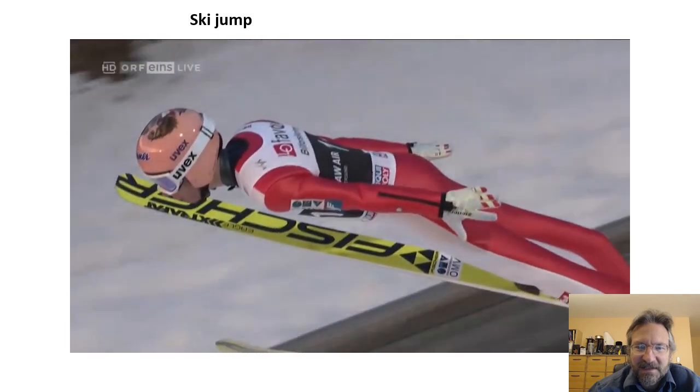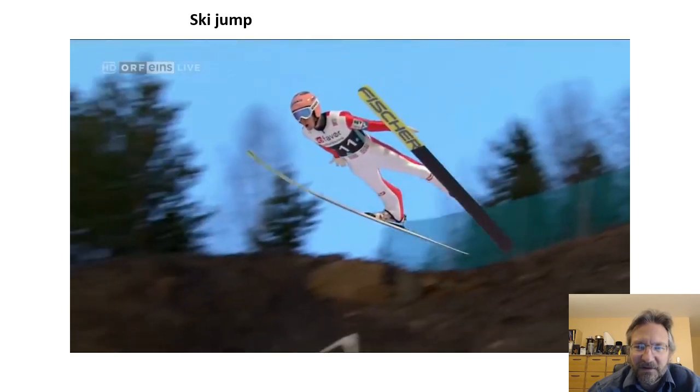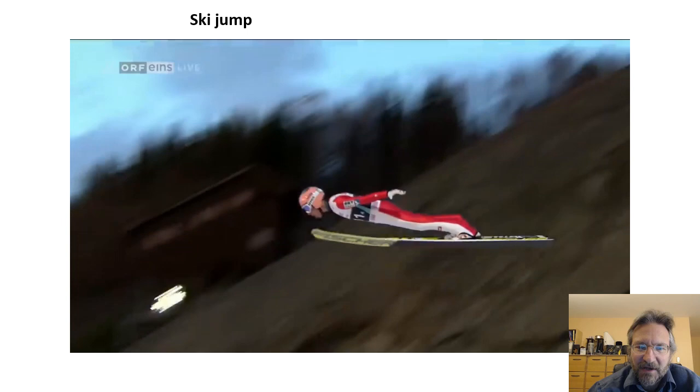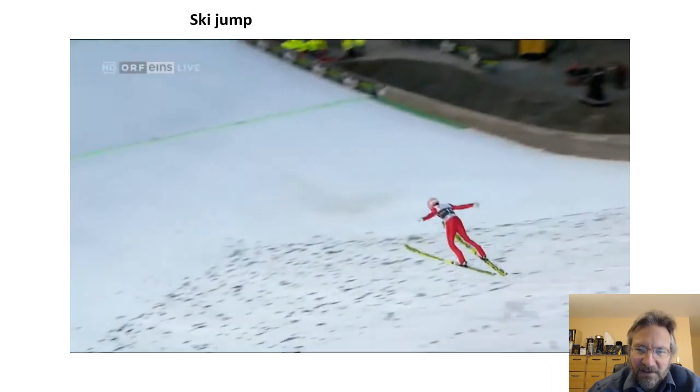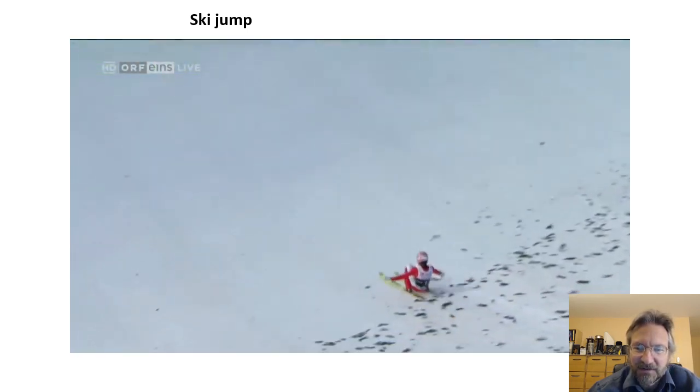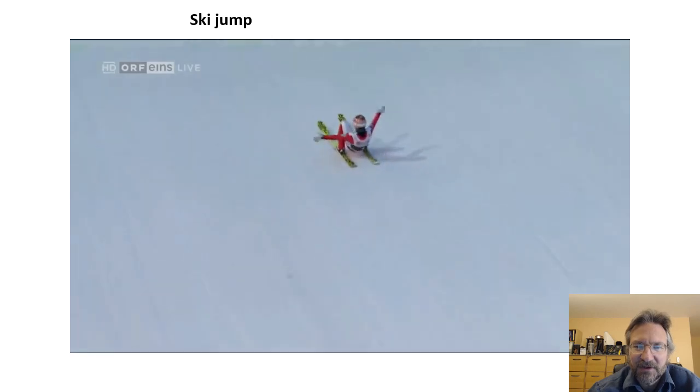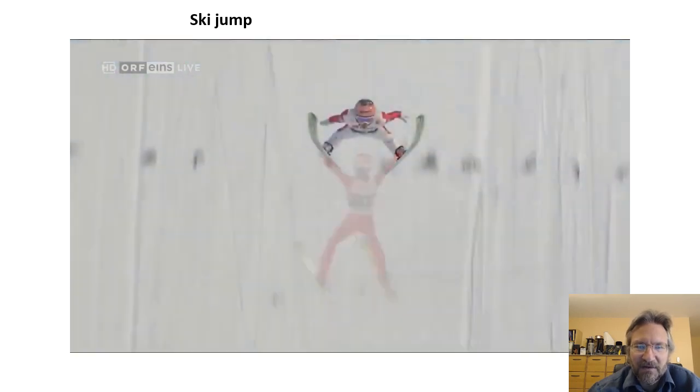Okay, and let's have a look at the structure. So you see that there's this V shape, and that's sort of many years back they were actually jumping with the parallel skis, but now most jumpers will actually have this V shape, which improves the distance.